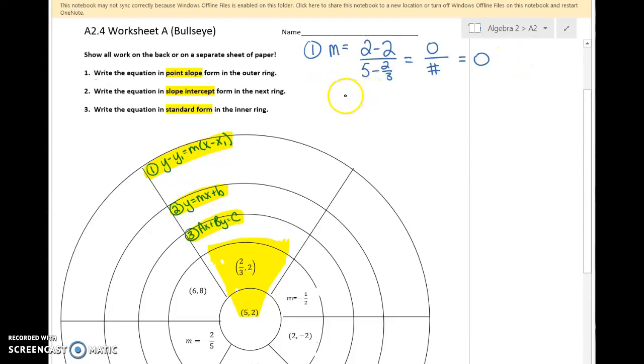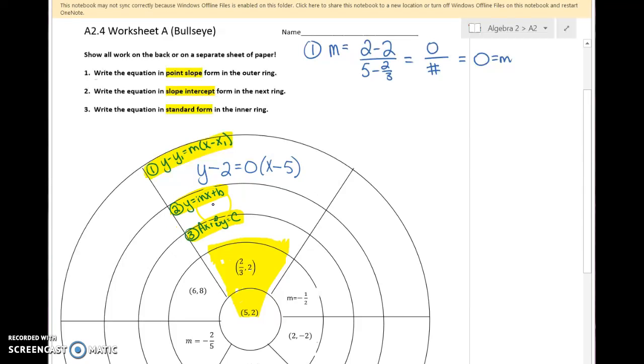So we're going to write this in point-slope form. M is 0. Let's play along. We're going to use the point 5, 2. Y minus 2, that's the y value of that point, equals our slope of 0 times x minus the x value of the point. So that's point-slope form. If your slope is 0, you can write it in point-slope form. If your slope is undefined, you would not be able to write it in point-slope form. You would simply have to write x equals whatever.